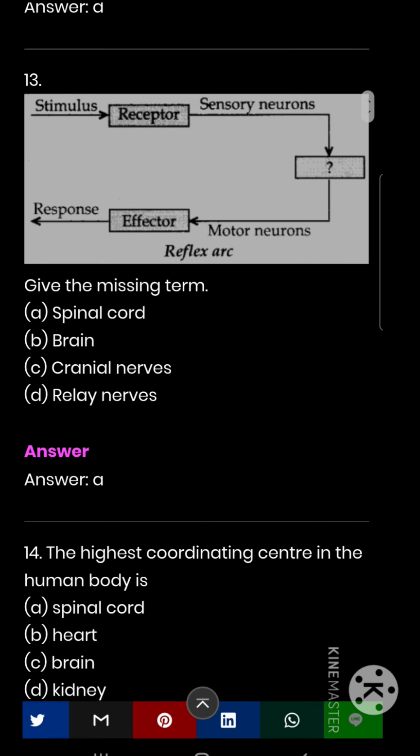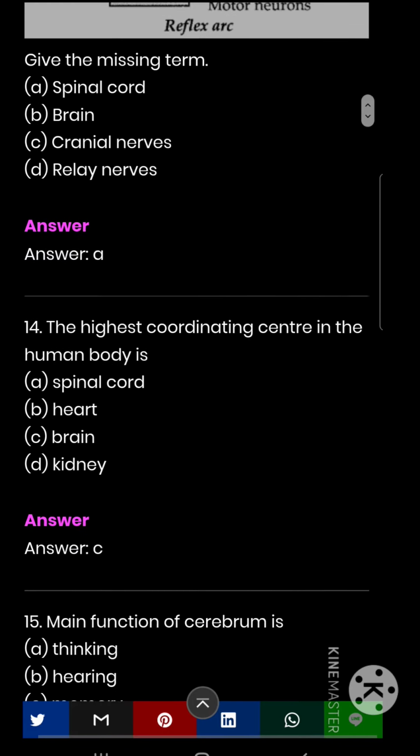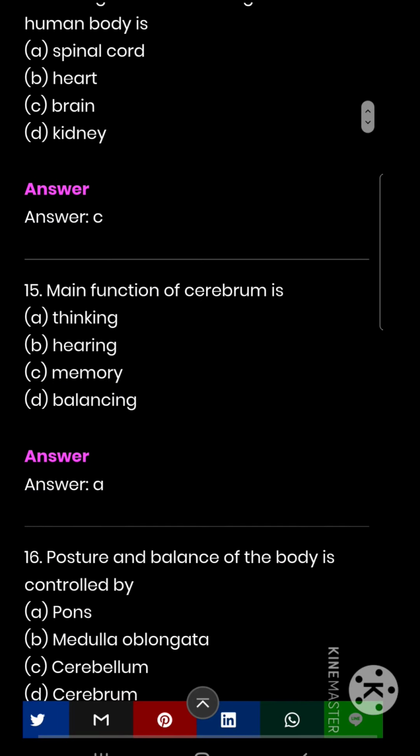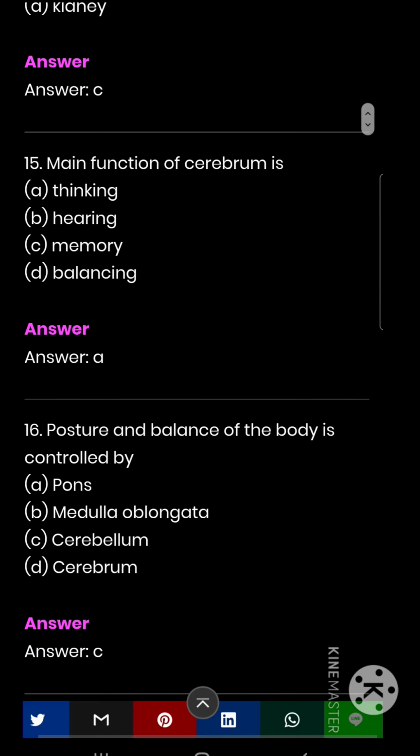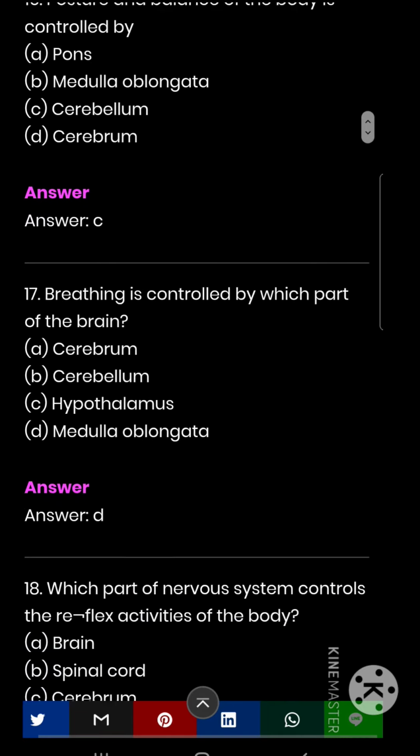Give the missing term in the figure being displayed in the diagram. Stimulus, receptor, sensory neurons, then spinal cord. From spinal cord, motor neurons to effector and response. This is the schematic representation of reflex arc. The highest coordinating center in the human body is the brain. The main function of cerebrum is thinking. The posture and balance of the body is controlled by cerebellum.